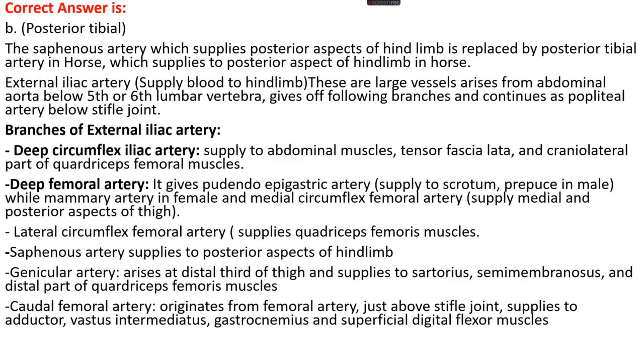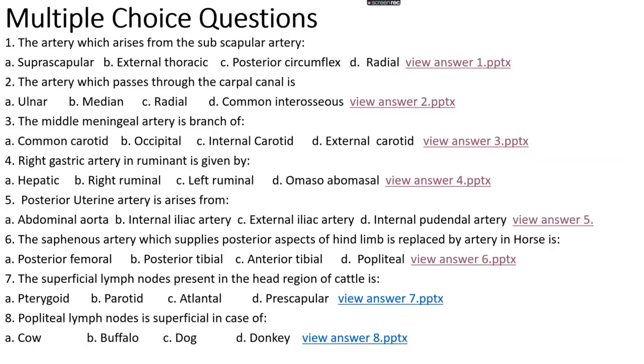The genicular artery arises at the distal third of the thigh and supplies the sartorius, semimembranosus, and the distal part of the quadriceps femoris muscles. The caudal femoral artery originates from the femoral artery just above the stifle joint and supplies the adductor, vastus intermedius, gastrocnemius, and superficial digital flexor muscles.